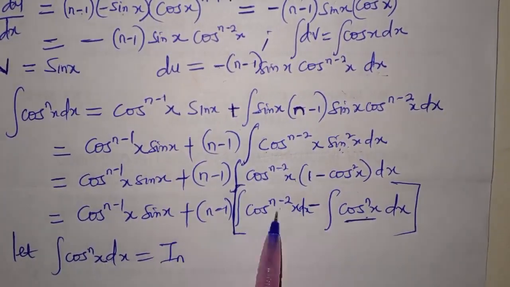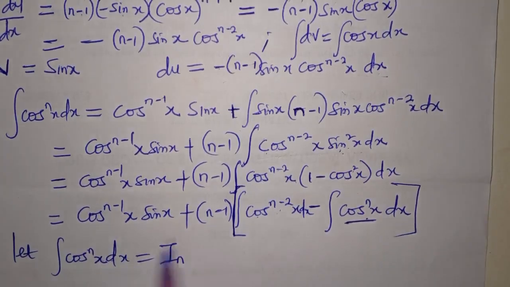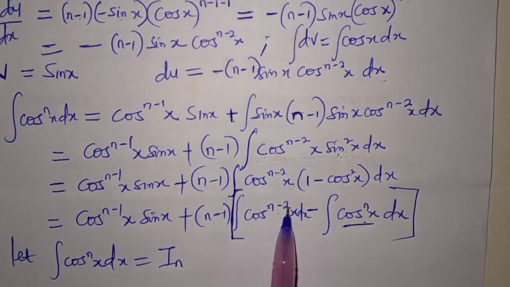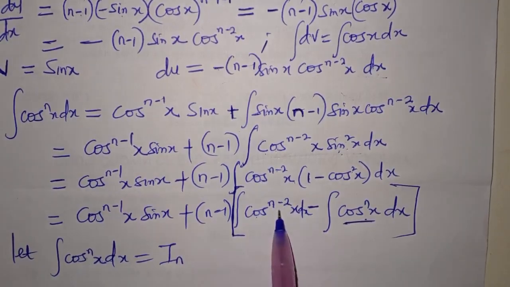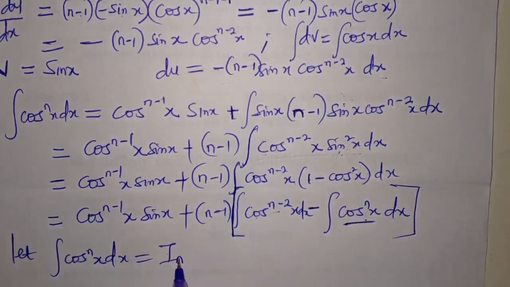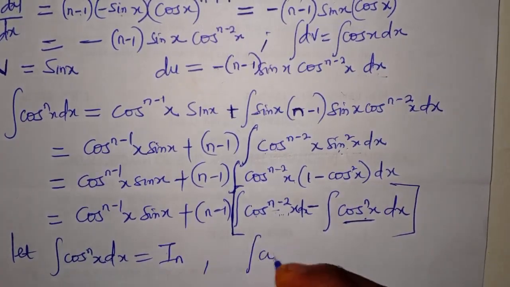These two integrals are similar, but they are not exactly the same. Here we have n, here we have n minus 2. So it's like saying this one is a function of n, and this is a function of n minus 2. So if this one is I sub n, then this one will be I sub n minus 2.